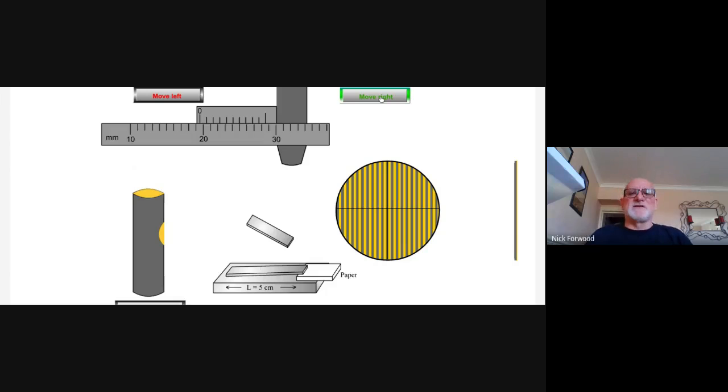Now I'm on the 10th dark fringe along. So I started at 17.2. Now I'm going to take another reading from here to see where I've got to. I've moved 10 fringes. So I'm going to count along here on my vernier scale: 10, 11, 12, 13, 14, 15, 16, 17, 18, 19. So I know I'm between 19 and 20.